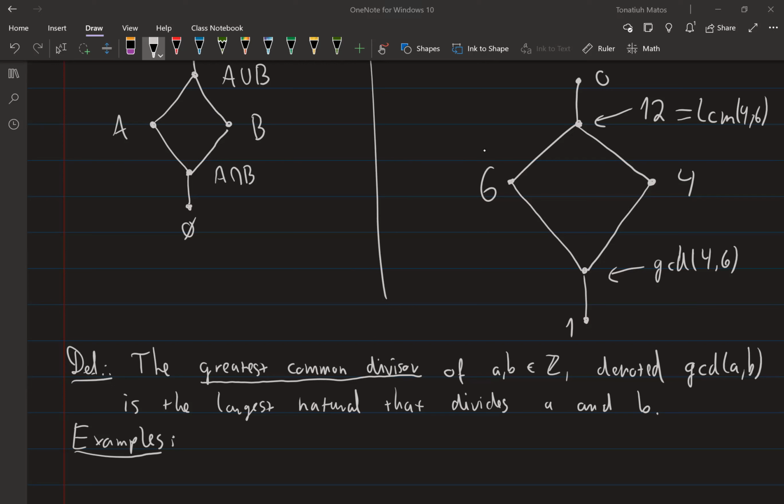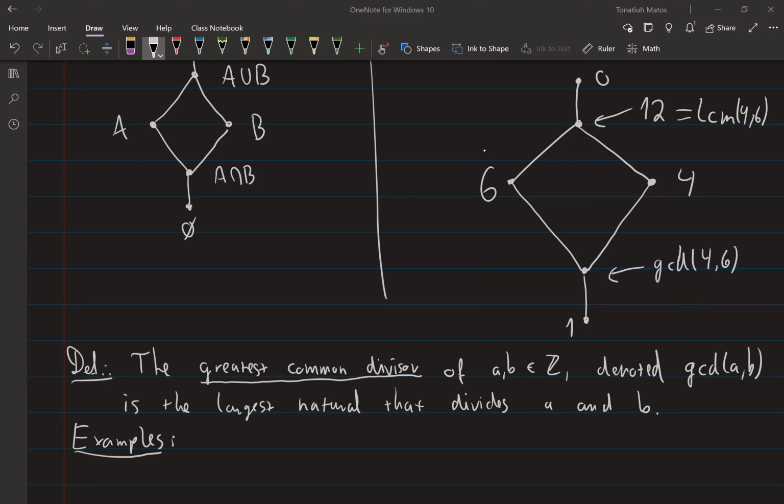So an example is that the greatest common divisor between 4 and 6 is 2. 2 divides 4, 2 divides 6, both are even numbers, but you cannot find any number bigger that would still mutually divide those two numbers. Another example would be GCD.